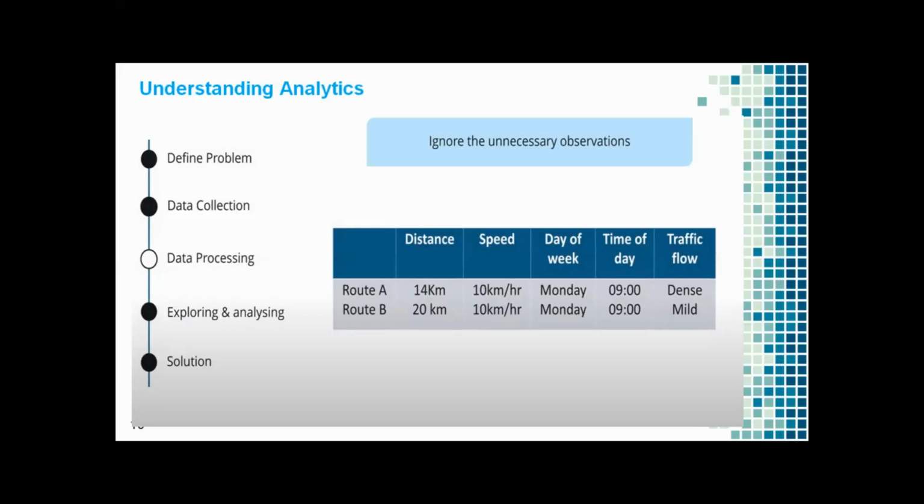Now the distance is 14 kilometers, speed is the same. This is data processing. As I told you, that person has taken many extra things in his mind, so we will ignore the unnecessary observations that we have observed. We will keep aside those things which are of no use, and we will work on the necessary observations. Okay.